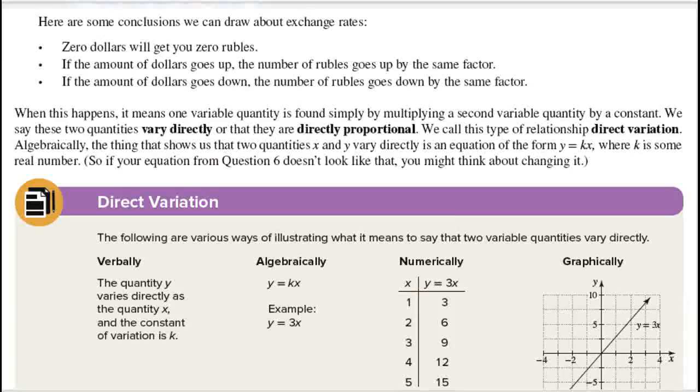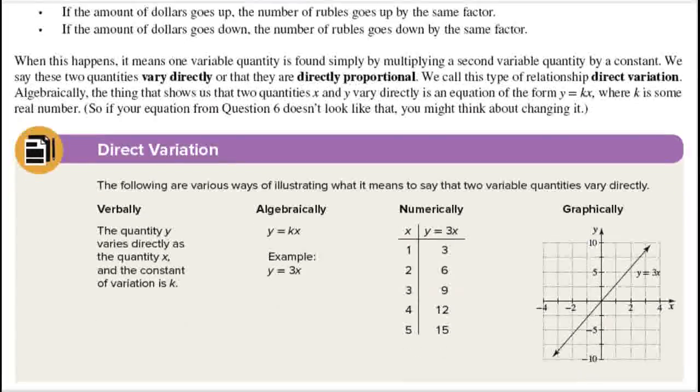And what they're really wanting you to understand is some of the vocabulary here. We're saying these two quantities vary very directly. So if one goes up, the other goes up proportionally, we say they vary directly or they are directly proportional. And we call it direct variation. We say this is direct variation.